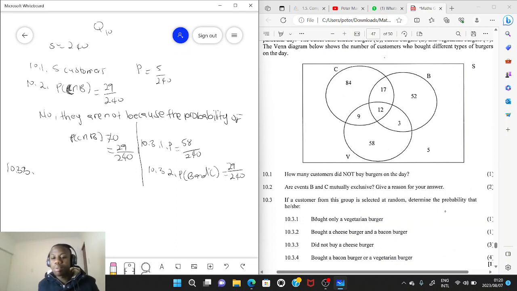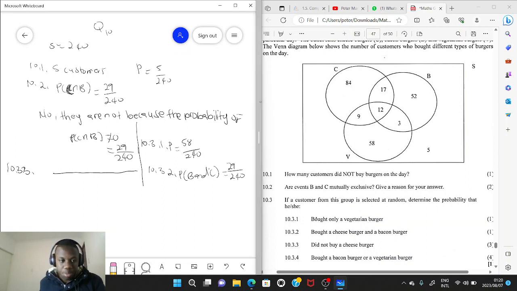So like I said, they want the probability of people who did not buy a cheeseburger. So we look at cheeseburger. Okay, this is my cheeseburger. I'm not going to take anything from cheeseburger because we are looking for those who did not buy cheeseburger. So I will add everything except what's inside cheeseburger. So I'll have 52 plus 3 plus 58. Plus, even this 5 as well, I do add it because it's not within cheeseburger. Plus 5, all over 240. So this is the probability, right?